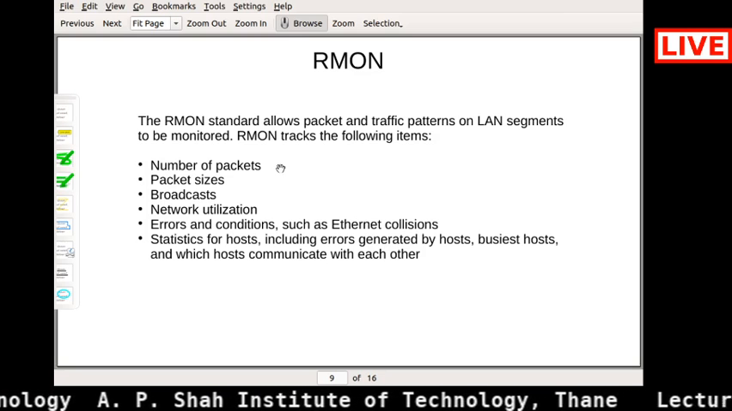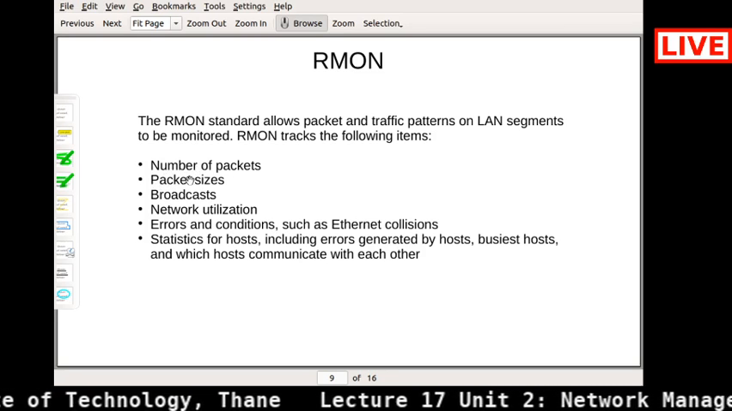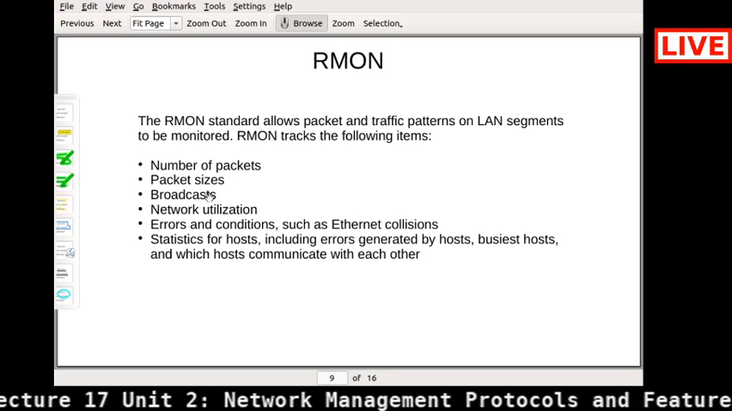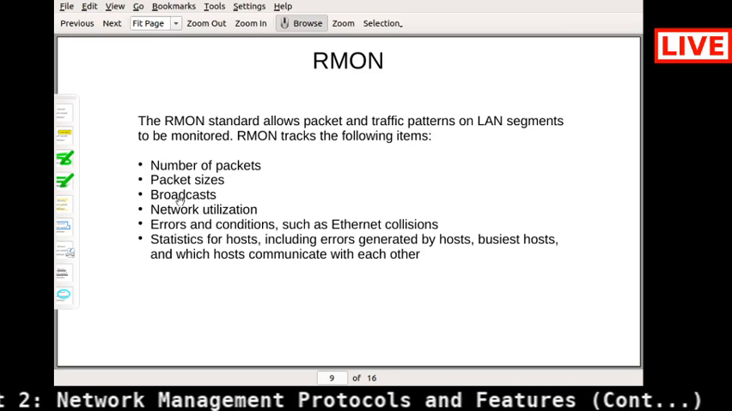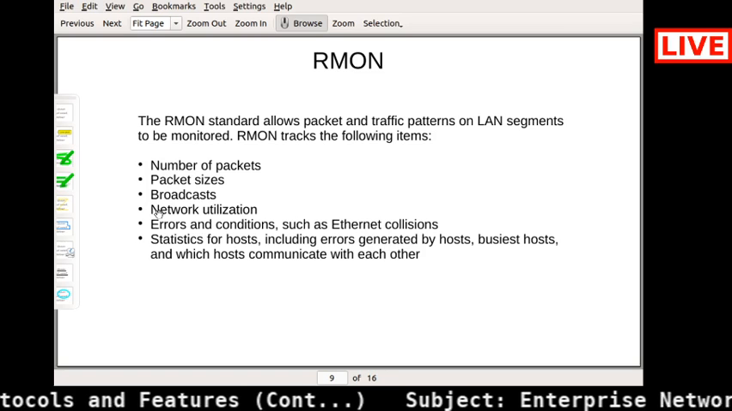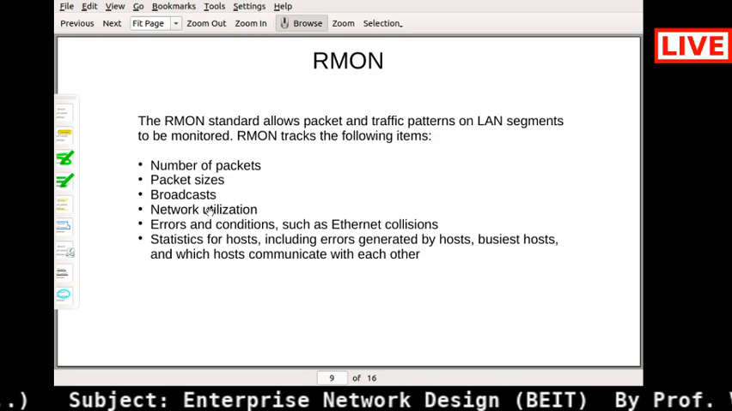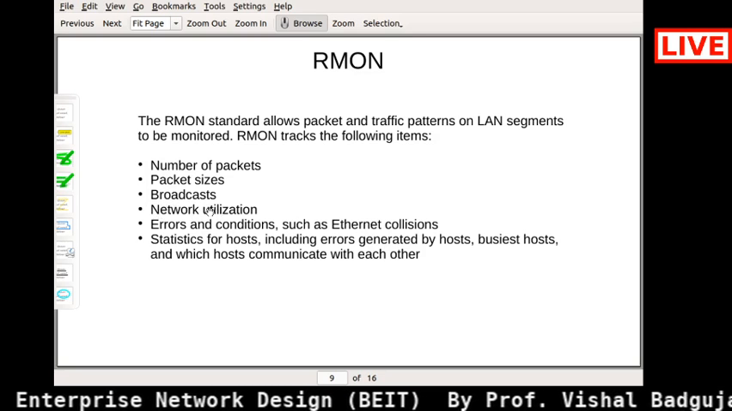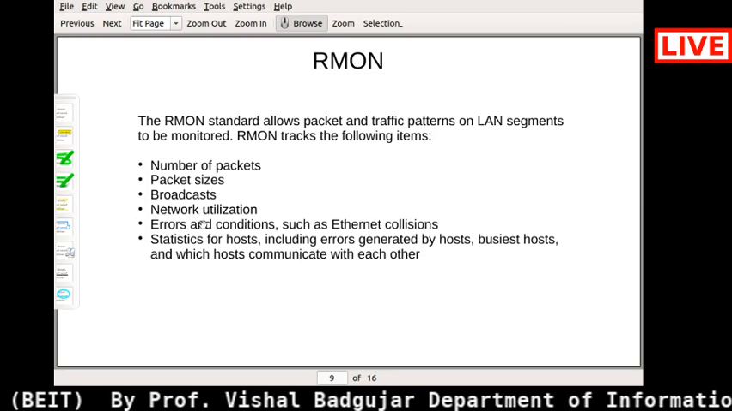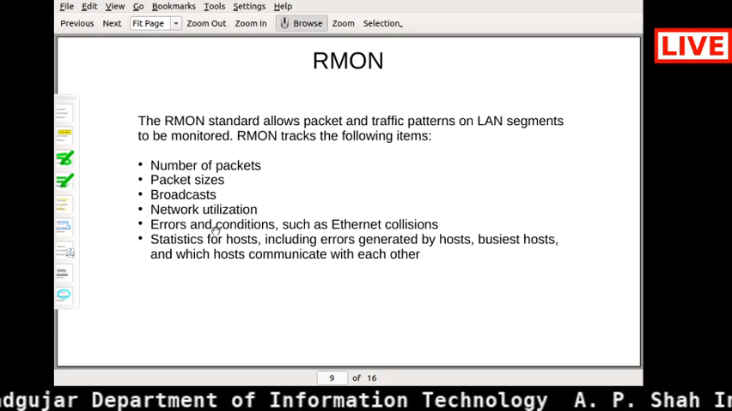It takes the number of packets, then the packet sizes in a network, and the different broadcast addresses or broadcast packets. Then how the network is utilized, from the sending and receiving part, and then errors and conditions. For example, if some ethernet collisions are there, that can also be monitored.